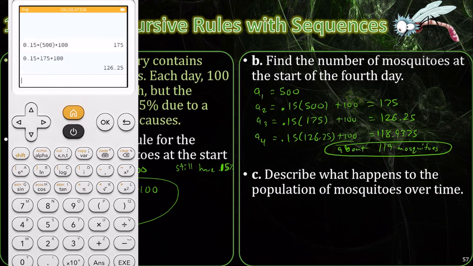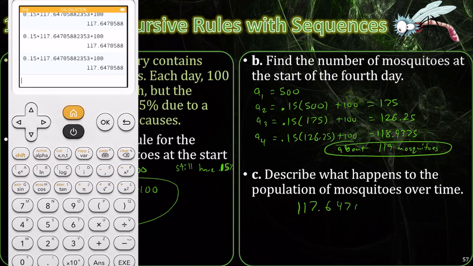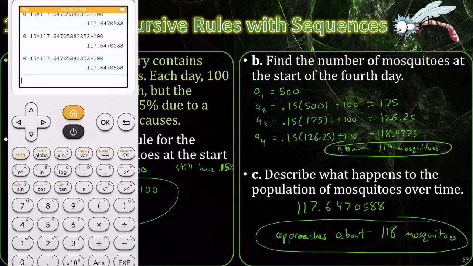You can see that's day 3, day 4. I can just keep hitting enter now, and it gives me the next day. So day 5, day 6, day 7, day 8, 9, 10. And it's looking like it's not changing anymore. So it's approaching 117.64705888, or approaches about 118 mosquitoes. So the population will stay about that.